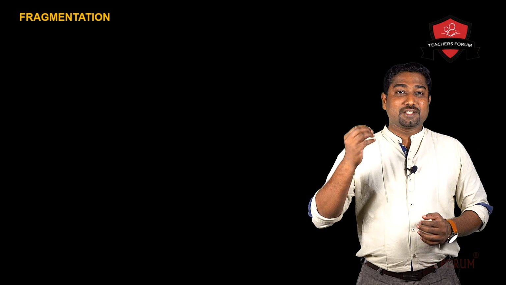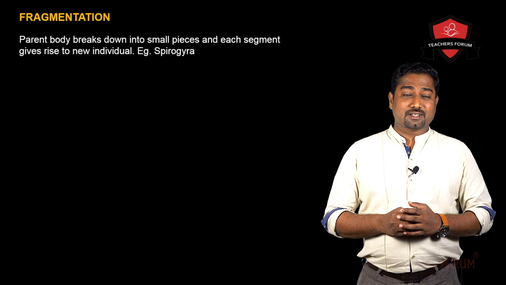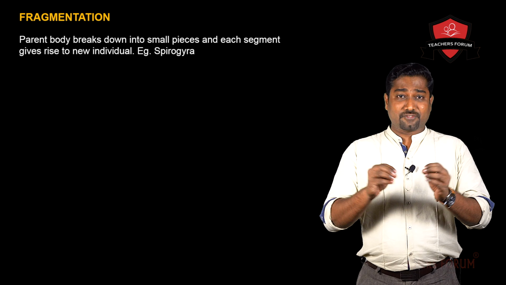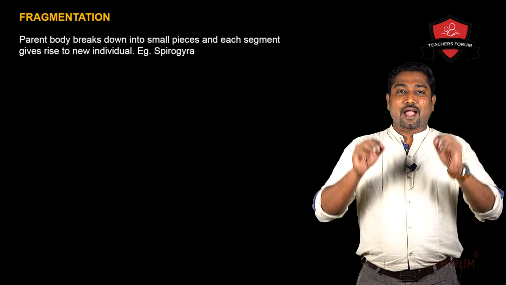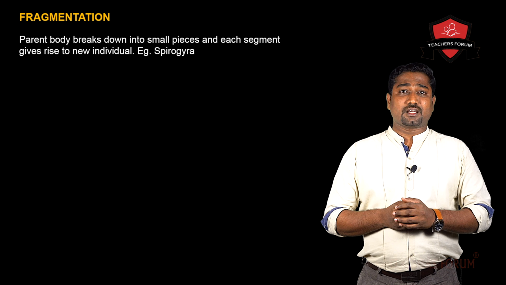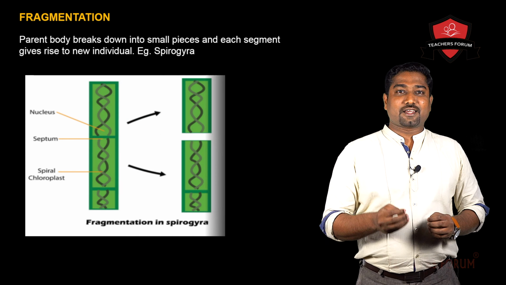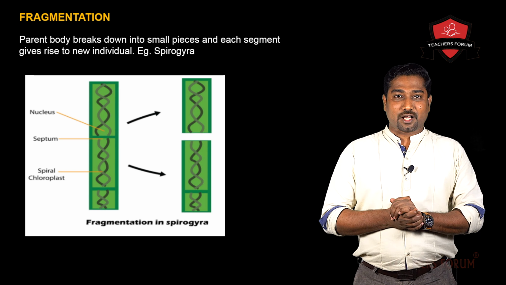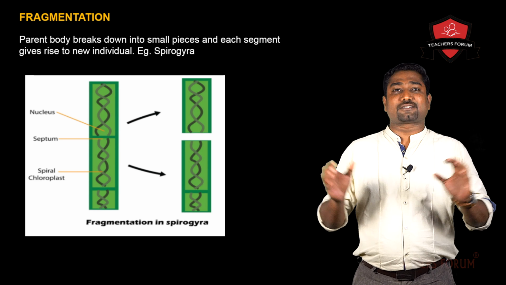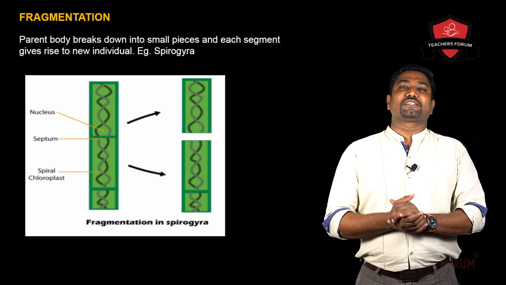Moving to the second type of asexual reproduction, that is fragmentation. As the name indicates, fragments are there. The parent body forms fragments. They somehow break into different bits, and from each bit a new organism is produced. This is mostly seen in organisms having simple body organization, like the most common green alga, Spirogyra. Spirogyra has a filamentous structure and it gets fragmented, and from each fragment a new organism is produced.